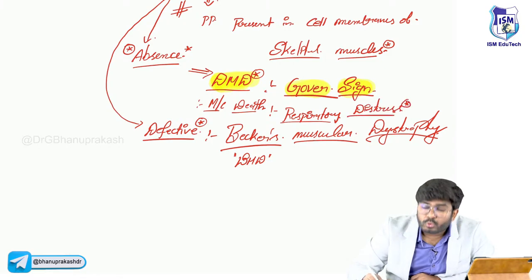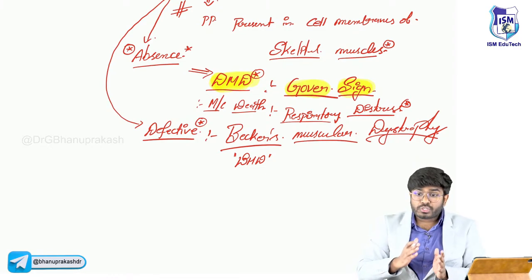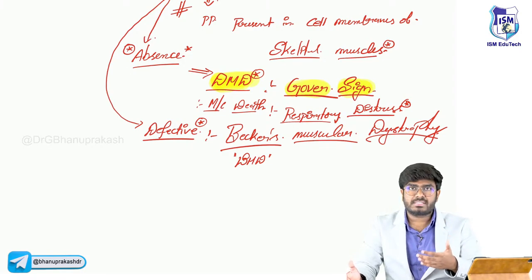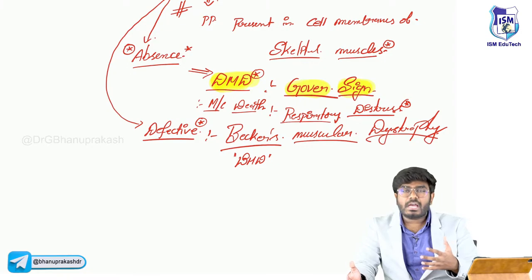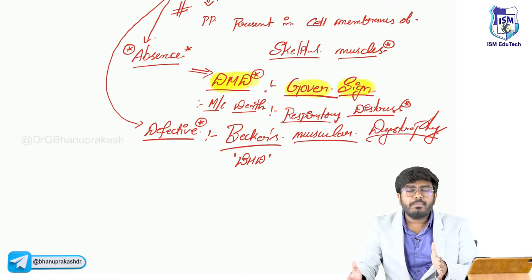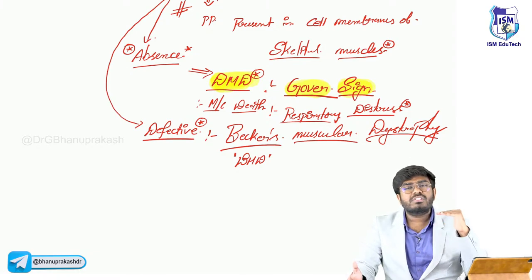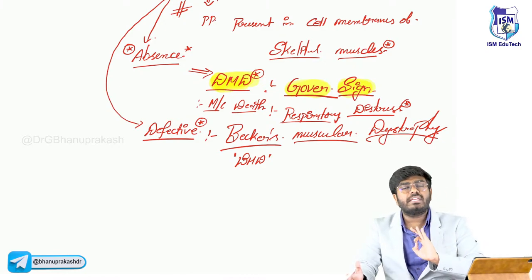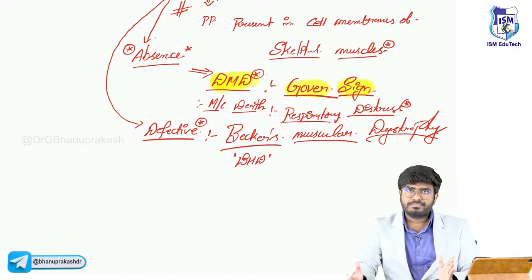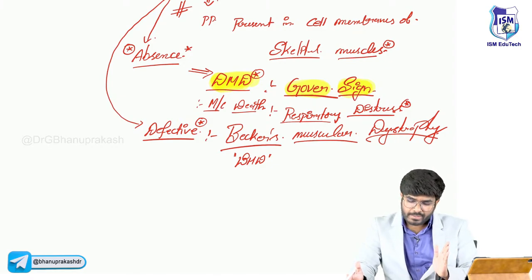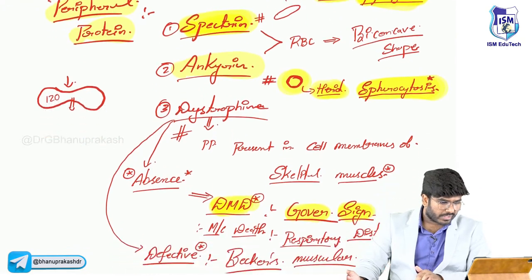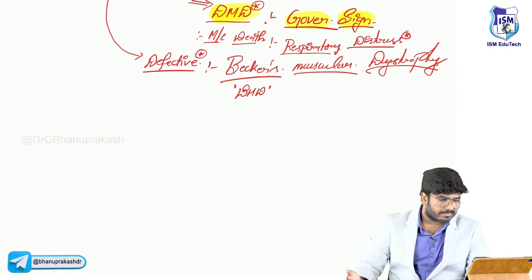Now you understood how to integrate the concepts. You should integrate physiology with the diseases. This is how questions are asked in exams these days, in the FMG exam and the PG exam. PG is a high level exam, and even in the FMG exam they are asking questions almost equivalent to PG. There is no difference between FMG and PG exams these days. Highly integrated topics. So Duchenne's muscular dystrophy: dystrophin defect, respiratory distress, Gower sign. With this, integral proteins as well as peripheral proteins are completed.